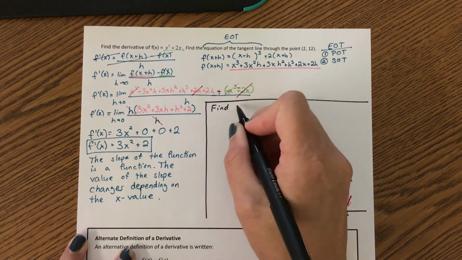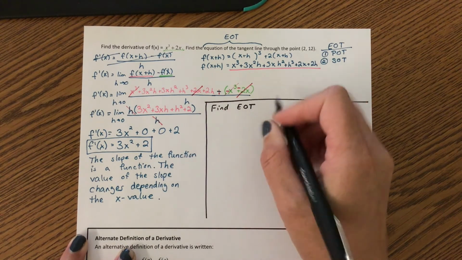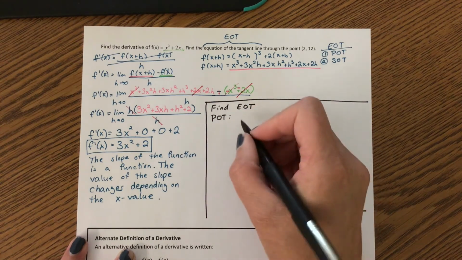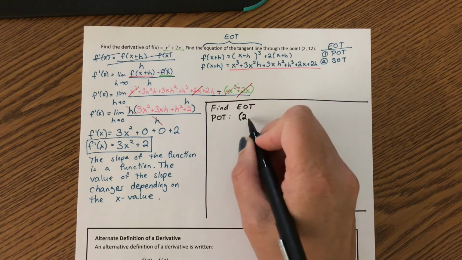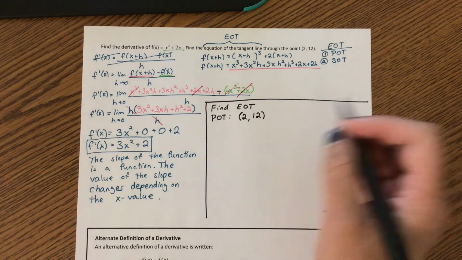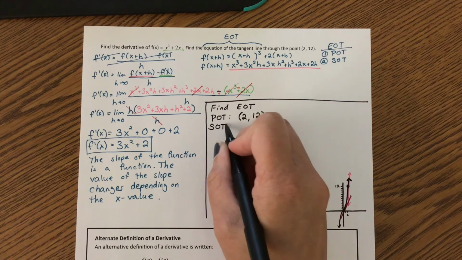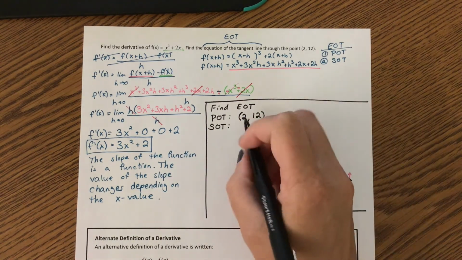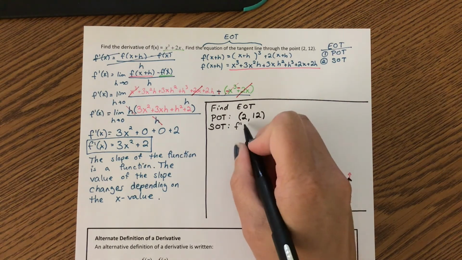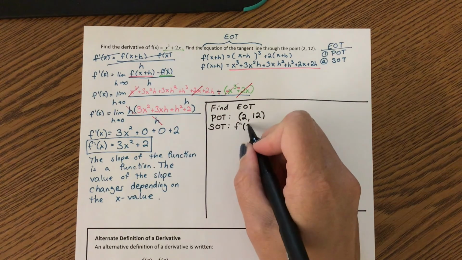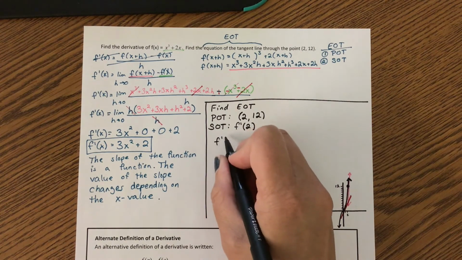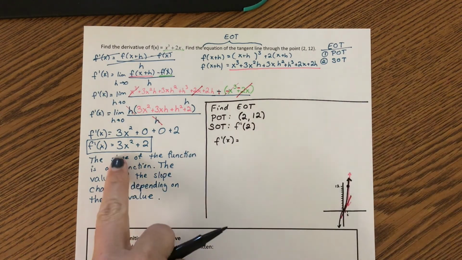Find equation of tangent line. So we need two things. We need POT and SOT, point of tangency and slope of tangent. So we need (2, 12). We were told the point of tangency. That's nice and easy. Next thing we need is the slope of the tangent line. To find the slope of the tangent line, that is going to be f prime, right? Because a derivative is a slope, so it's going to be f prime of, and we're plugging in 2. Well, we know that f prime of x is the function that we just got, the 3x squared plus 2.